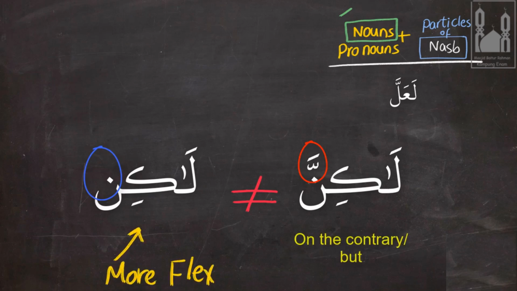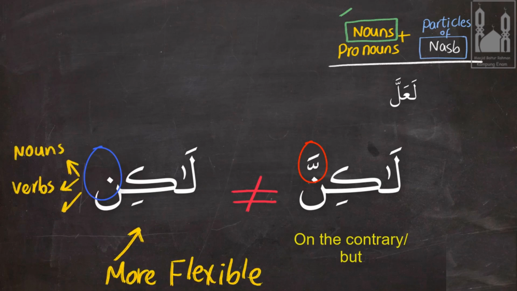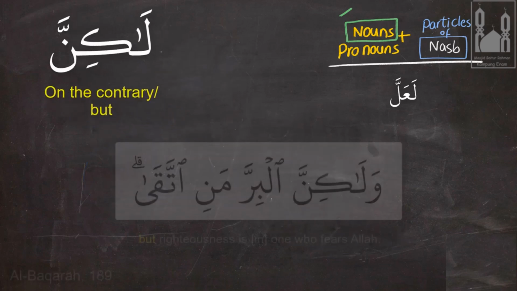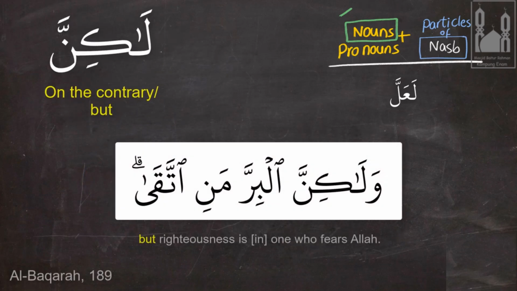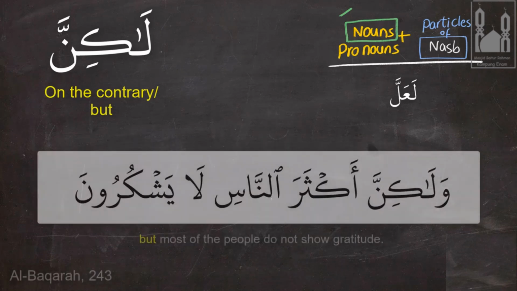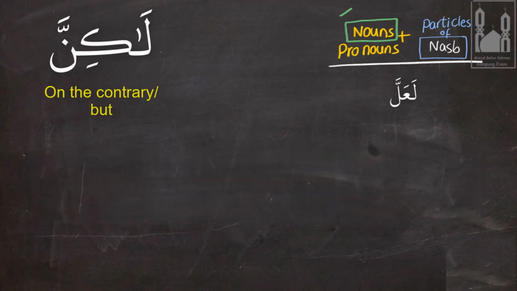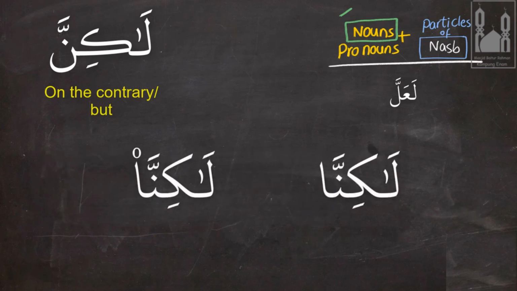However, لكن is more flexible and can occur in different situations, so it will be followed by verbs, nouns, pronouns, and different contexts. And we see لكن used in these examples. ولكن البر من اتقى ولكن أكثر الناس لا يشكرون. One last thing to pay attention to when dealing with لكن, which is not mixing up these two together.